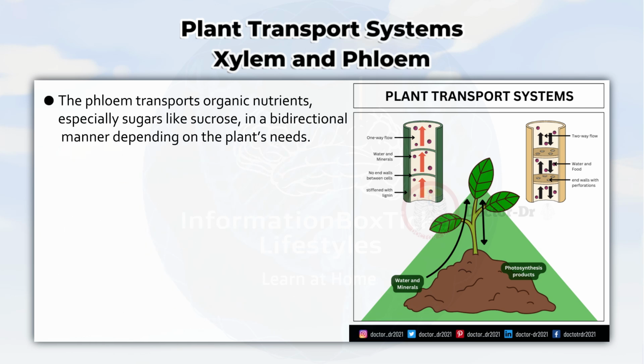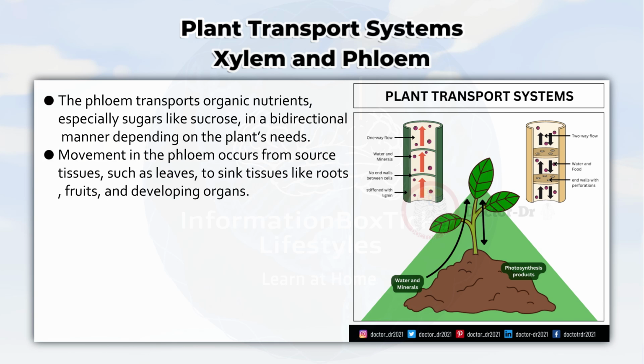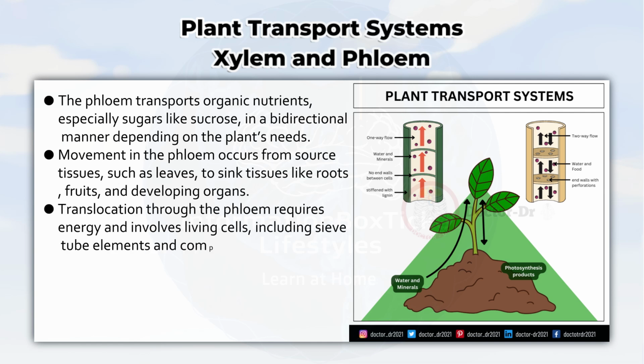The phloem transports organic nutrients, especially sugars like sucrose, in a bidirectional manner depending on the plant's needs. Movement in the phloem occurs from source tissues, such as leaves, to sink tissues like roots, fruits, and developing organs. Translocation through the phloem requires energy and involves living cells, including sieve tube elements and companion cells.